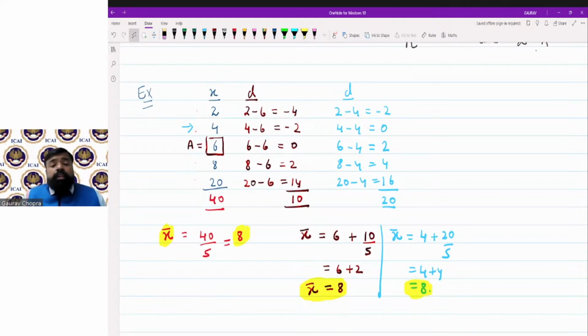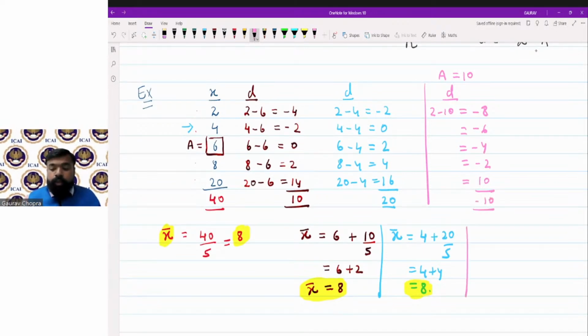Then what will happen if you assume any number which is not in this series? So let us take number 10. If you assume number 10, will it give the same answer or not? Like if A is 10, then let's calculate D. 2 minus 10 is minus 8, then minus 6, minus 4, minus 2, and then 10. So this time the total is negative 10.